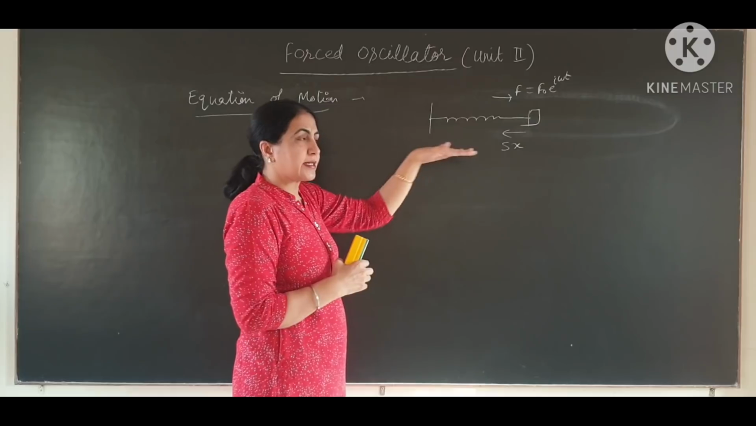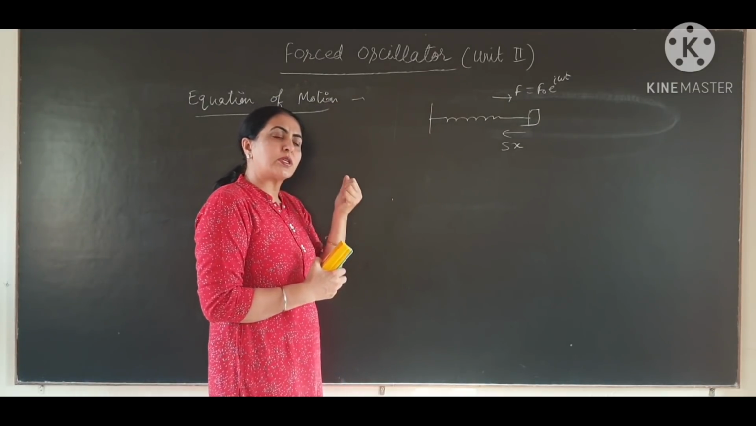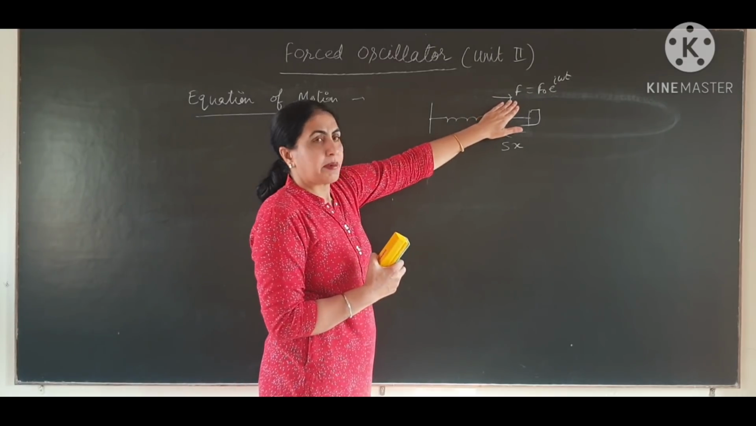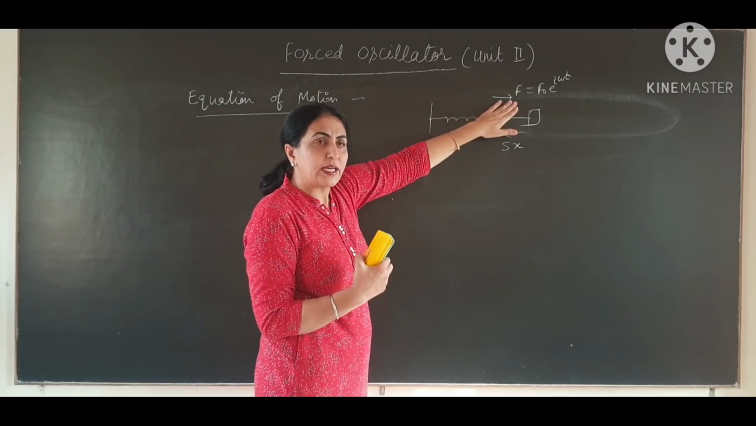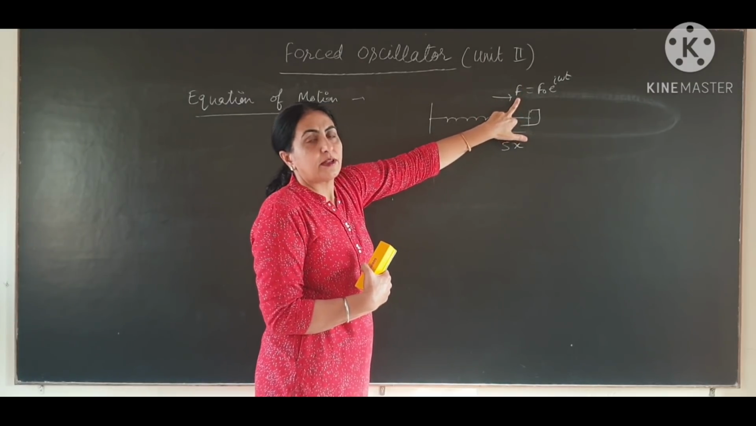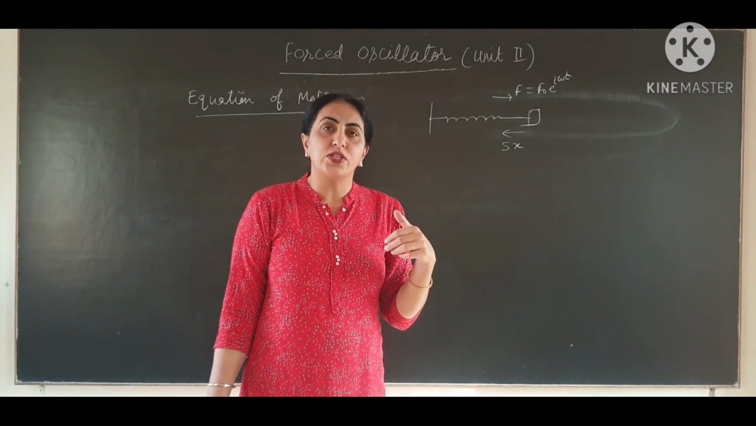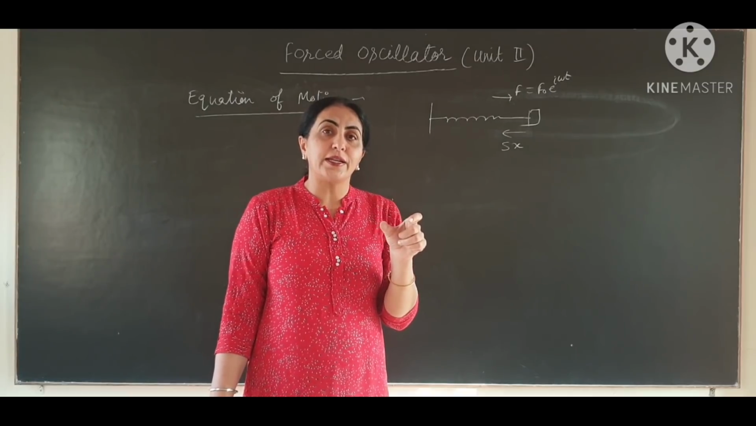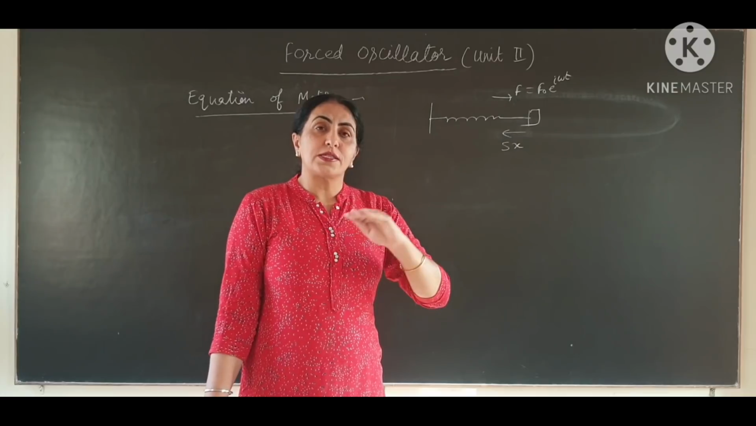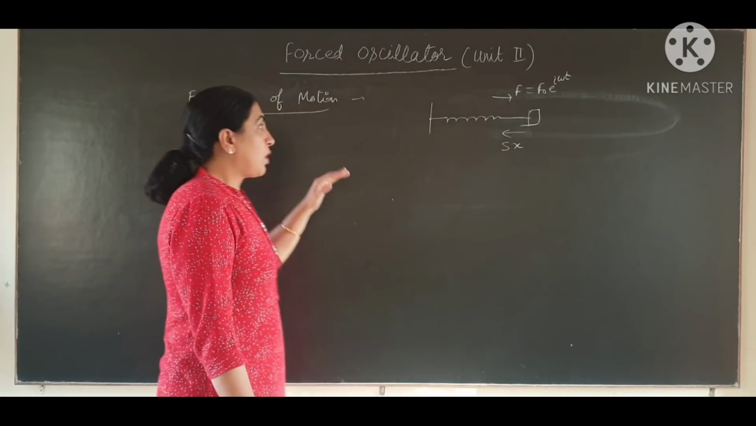It is the same mass, with inertia and elasticity. It goes from the mean to the extreme position, then comes back to the mean position, as we have done previously. The only difference is that for continuous excitation we apply an external force, because when damping is more, there is energy loss. To compensate for that energy loss, we apply the external force so that the oscillator continues to oscillate. Now the equation of motion.